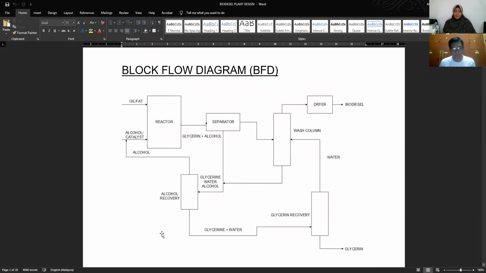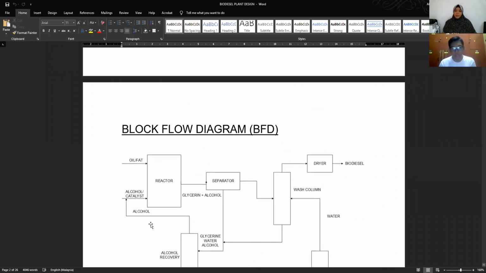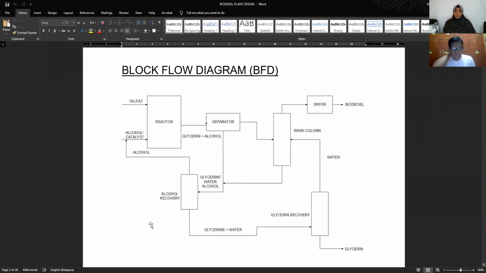All right. So this is the block flow diagram for the biodiesel production. At the feed we have the oil, fat, alcohol, and catalyst. So next, we go to the separator to be separated.